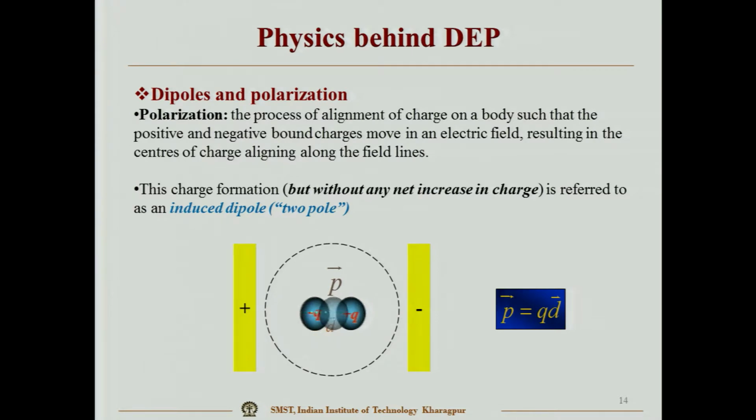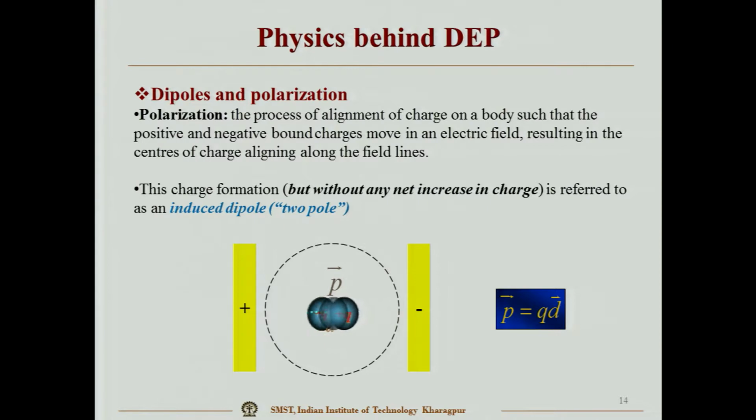Now, so you have dipole and polarization. How is a dipole created? Dipole polarization means it is a process of the alignment of charge on a body such that positive and negative bound charges move in an electric field, resulting in the center of charge aligning along the field lines. So, consider a particle which is neutral in nature.